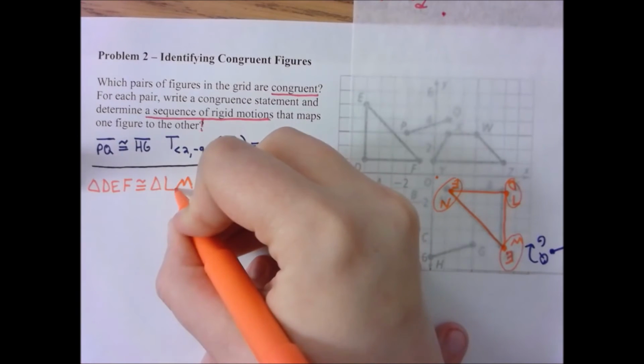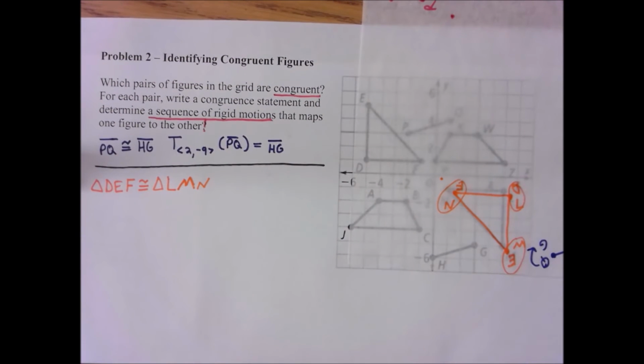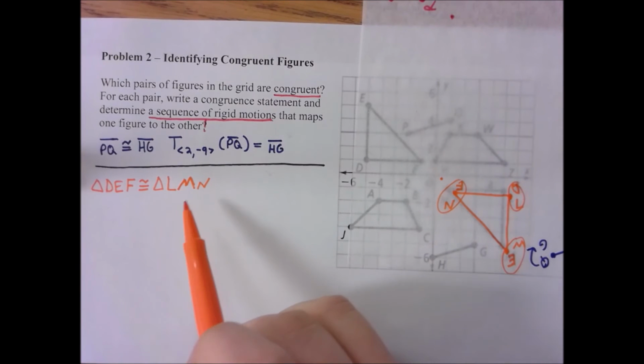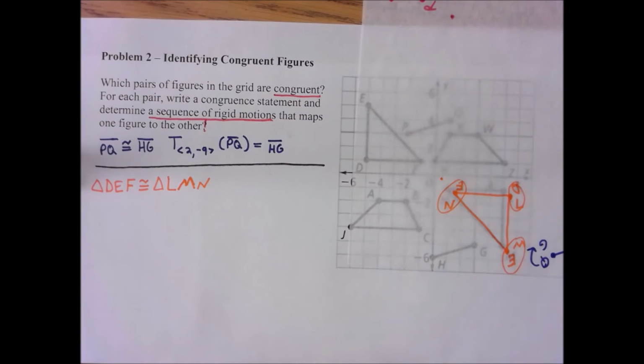The thing is, problems, including myself, will try to trick you. We're going to end up giving you something like DEF, and it's going to actually map to MLN, for example. You have to show that you know which vertices go together.